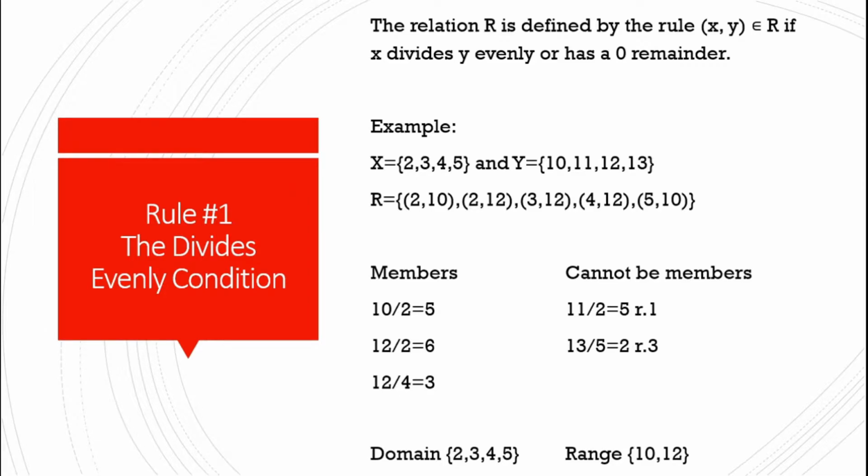Like 10 is divisible by 2, 12 is divisible by 2, 12 is divisible by 3, 12 is divisible by 4, and 10 is divisible by 5. The other members of set x and y are not members of the relation because they do not divide evenly and have a remainder. Like 11 divided by 2 is equal to 5 with remainder 1. Now, the domain of our set is 2, 3, 4, 5, and the range is 10 and 12.